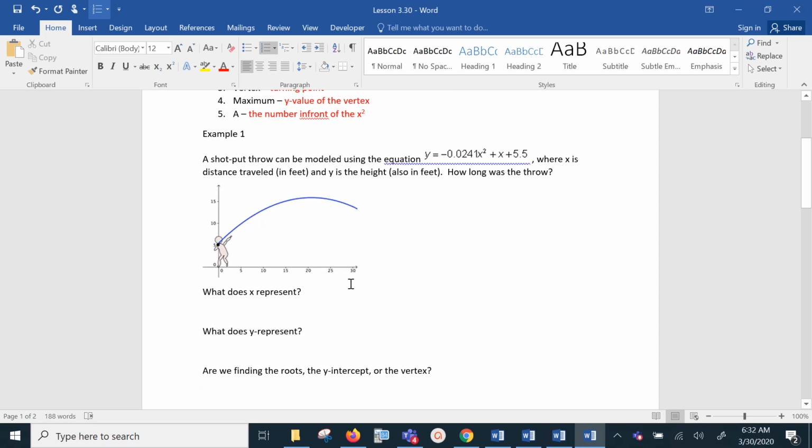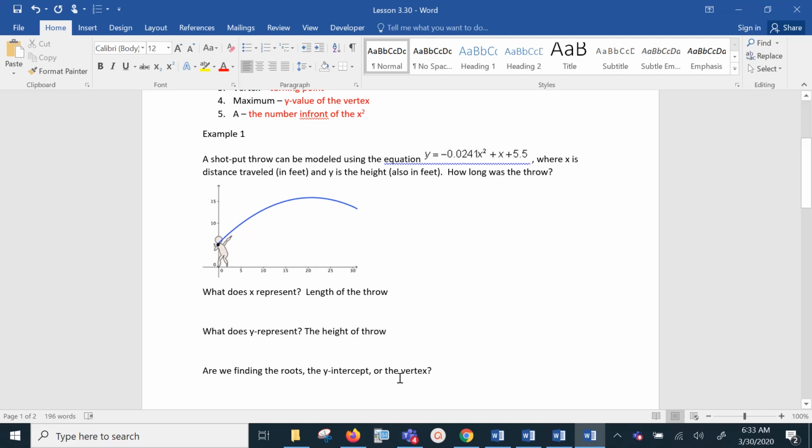So a shot put thrown can be modeled using the equation y equals negative 0.0241 x squared plus x plus 5.5, where x is the distance traveled in feet and y is the height. How long was the throw? Okay. So what does x represent? The length of the throw, right? And then what does y represent? The height of the throw, right?